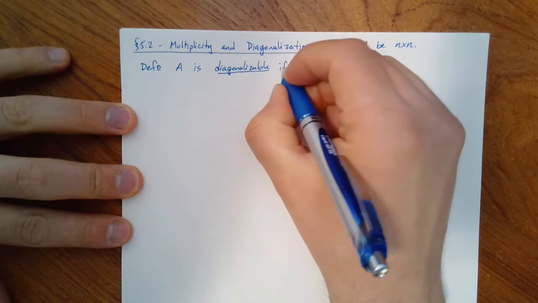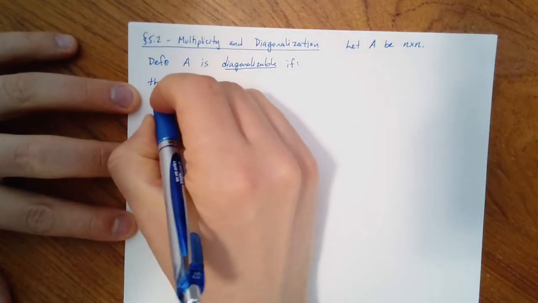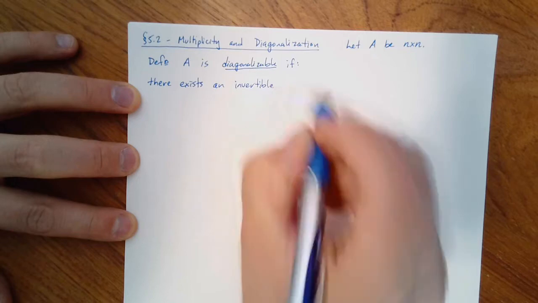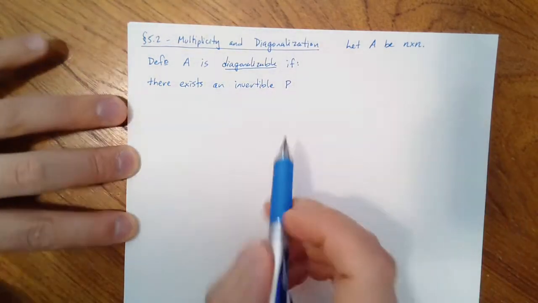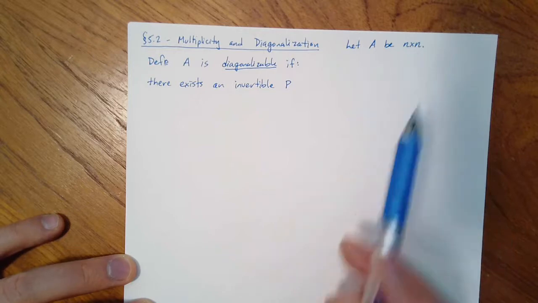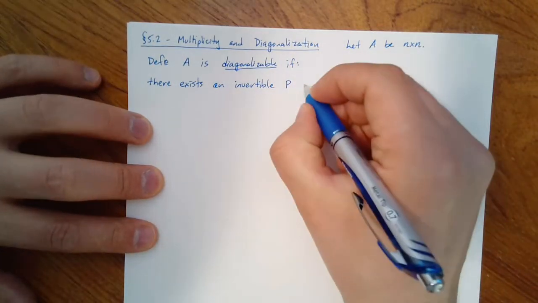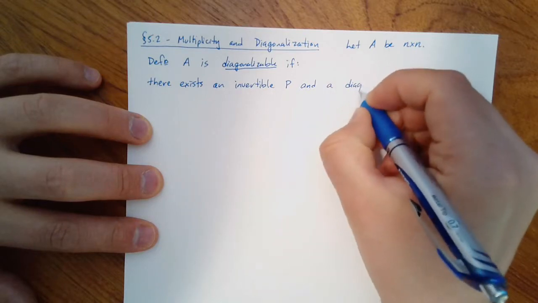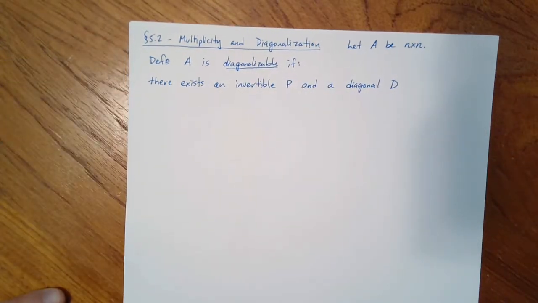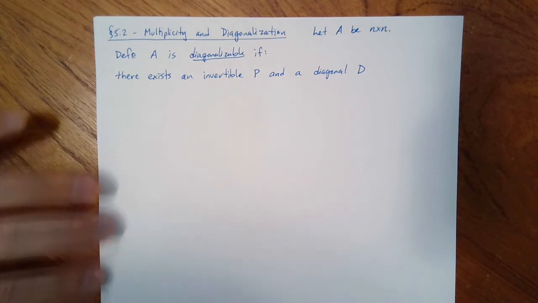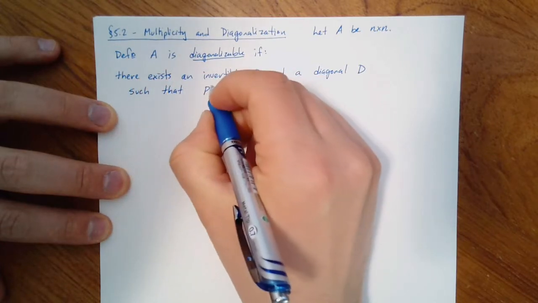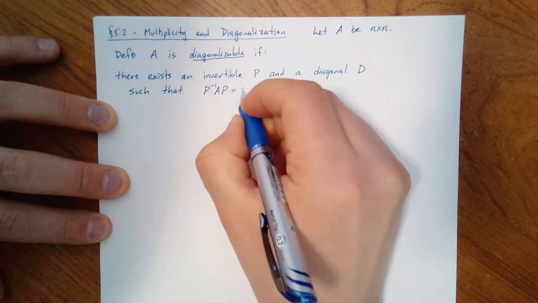So if, and here's the statement, there exists an invertible matrix P which would also be n by n for this statement to make sense. I'm not going to specifically specify it at this stage, but once I get to the end of the statement, it'll become clear that P would have to be n by n also. So if there's an invertible P and a diagonal matrix D, so remember, a diagonal matrix is just a matrix where all the non-zero entries are on the main diagonal, such that P inverse times A times P is equal to D.